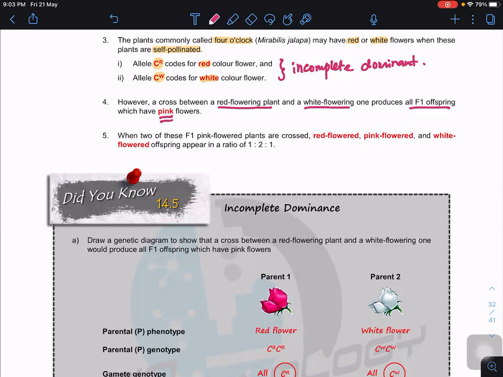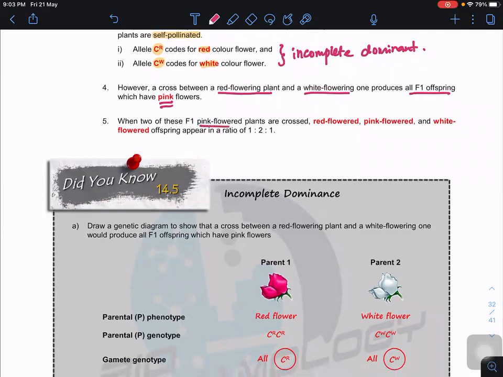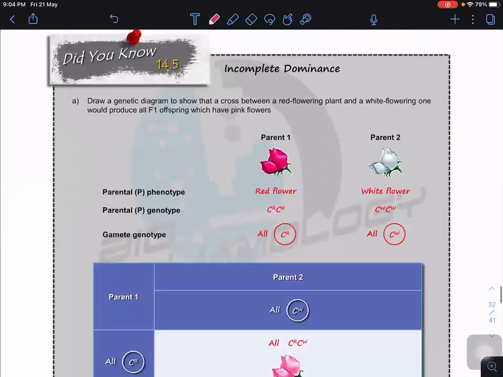Okay, but if you cross two F1 pink flowers, I will get back red flowers, pink flowers, and white flowers. By right we should get 3 to 1, right? But now I can't get 3 to 1. I get 1 to 2 to 1. Again, it's a modification of the Mendelian ratio.